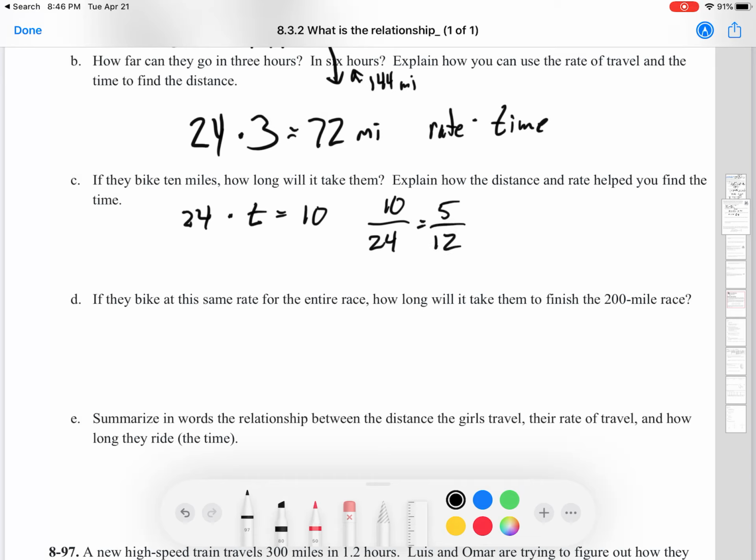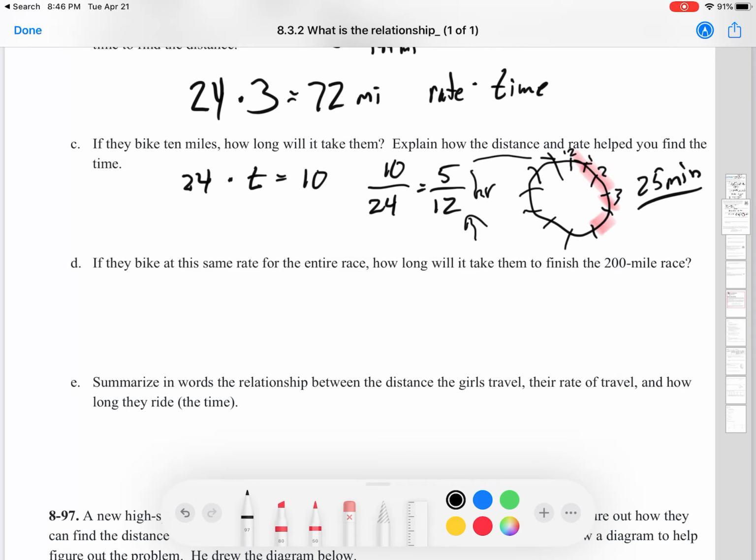5/12. Well, we can actually think about a clock, right? If we think about a clock, that's probably a lot more round than that thing, right? There's a 12, right? We've got the 1, 2, 3, 4, 5, 6, 7, 8, 9, 10, and 11. There's 12, and it's already broken into 12ths. We need 5/12 of that. So 5/12 would be 1, 2, 3, 4, 5. And how many minutes would that be? That would be 25 minutes, which is 5/12 of an hour. And then explain just how the distance and rate helped you find that.